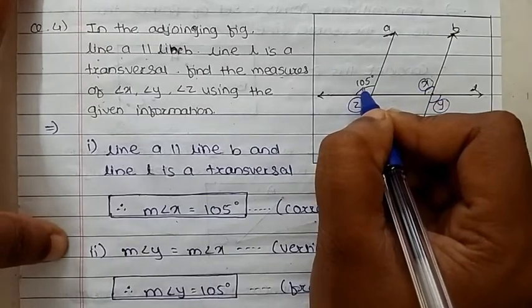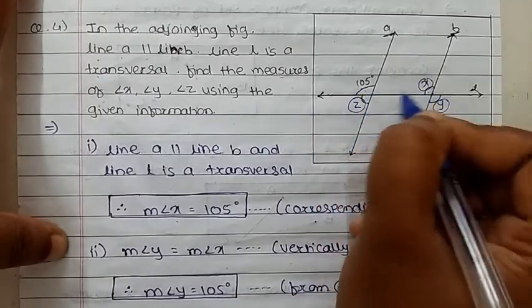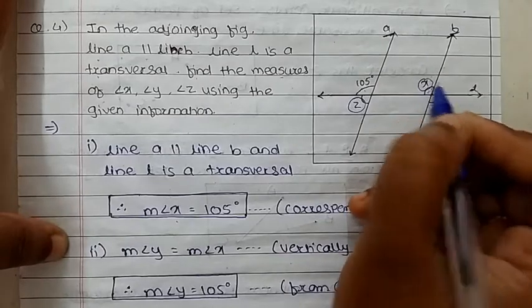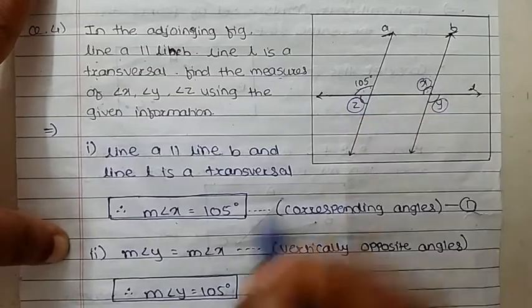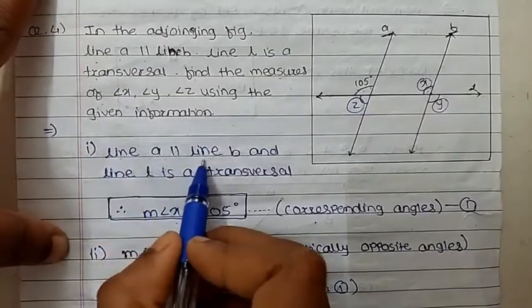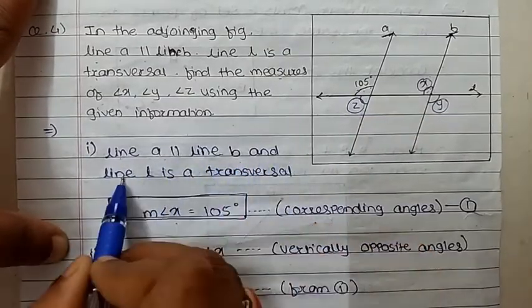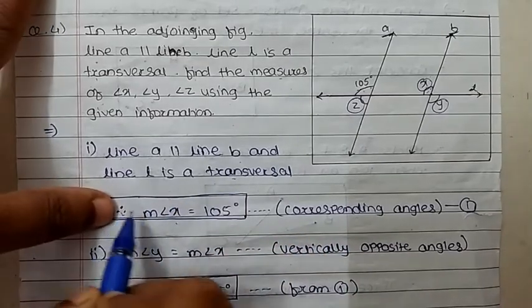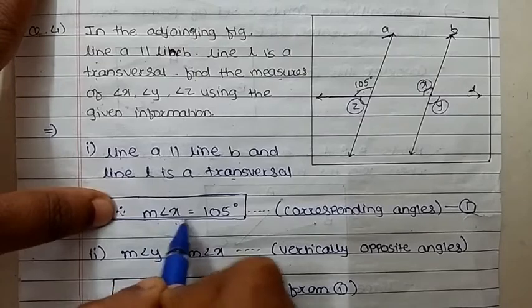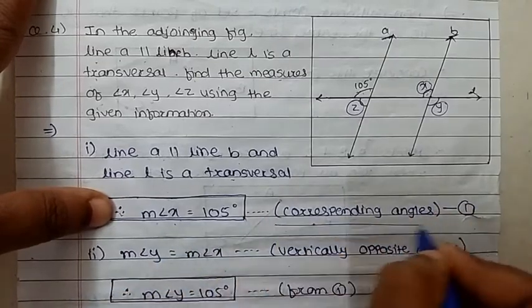So this angle and these angles are what? These angles are corresponding angles. So therefore X is equal to what? 105. So line A is parallel to line B and line L is the transversal. Then therefore we can say that the measure of angle X is equal to 105. Why? Because they are corresponding angles.